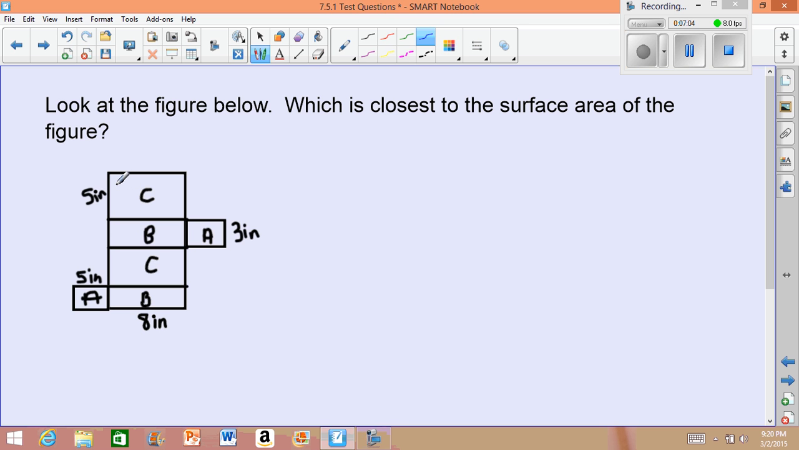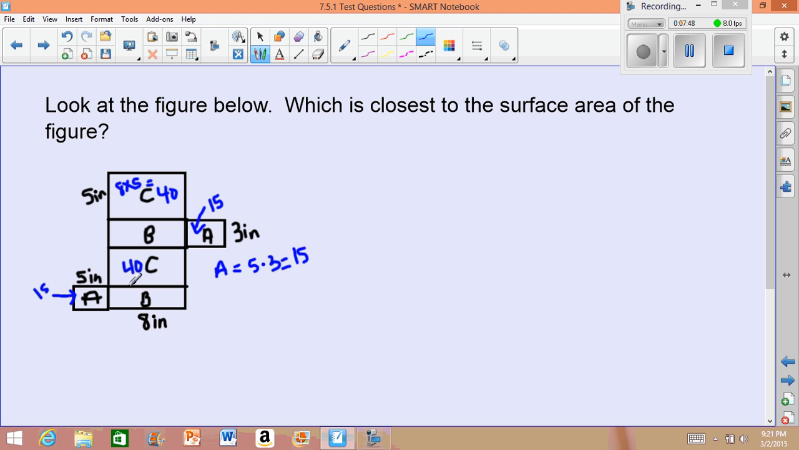So the area of this is 8 times 5, which gives us 40. So that C is 40, which also means this C is 40. So if we look at our A's next, I can see on the side here it's 3, and on the top here is 5. So for A, our area is 5 times 3, which equals 15. So that means this one is 15, and that one is also 15.